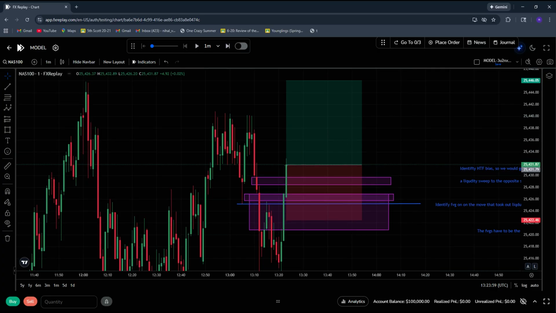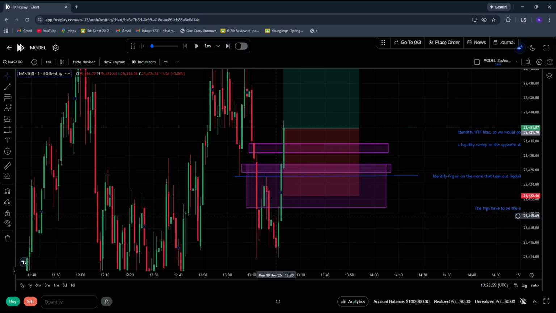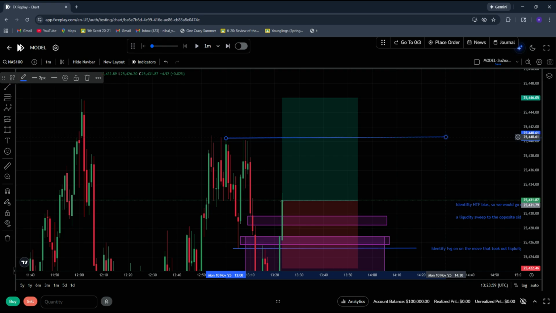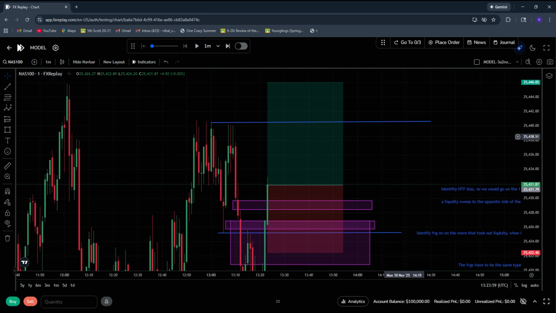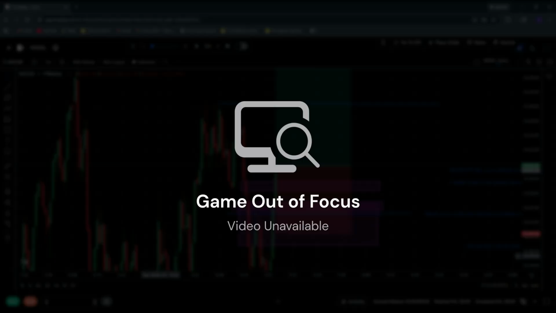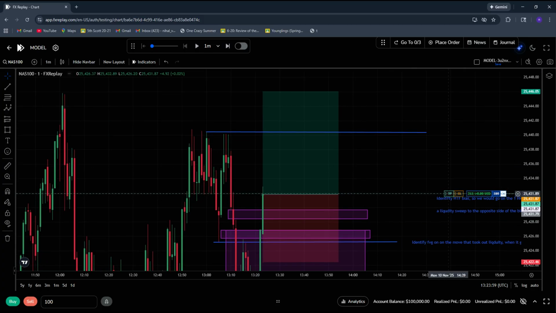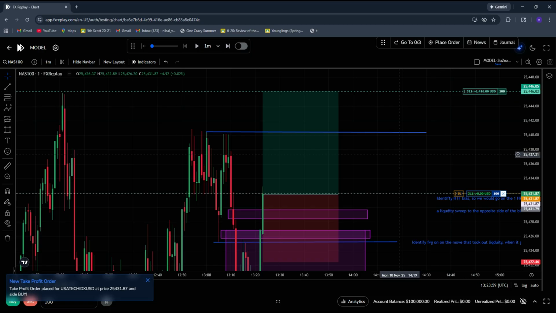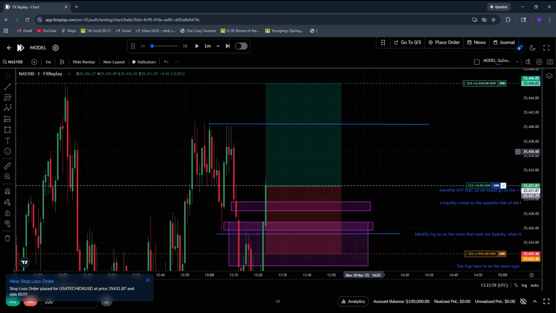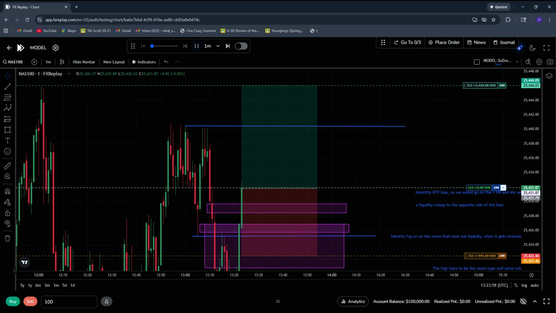We can keep our stop here, or we can move it under this fair value gap right here, but this is good momentum to the upside. And our break even would be right here. So after this gets taken out, we'd set our stop to break even. Let's see how this plays out. Buy, set our take profit, set our stop loss. Now, see how it plays out.